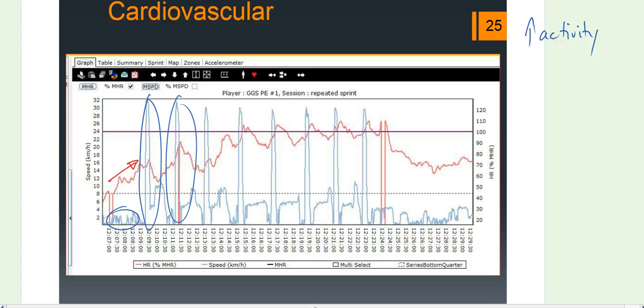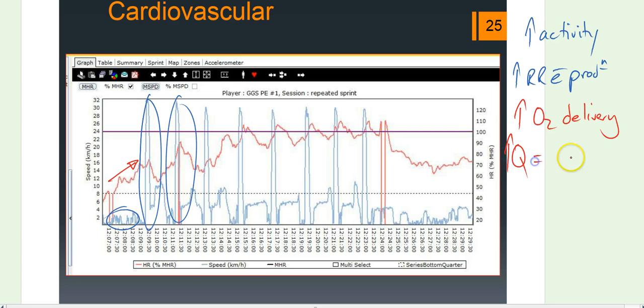If activity increases, then we have an increased required rate of energy production. If our required rate of energy production increases, we need to increase oxygen delivery to our working muscles. So we want to increase our cardiac output. To increase our cardiac output, we need to increase our heart rate, and as well as that, we will have increased our stroke volume. But this graph specifically is looking at heart rate.